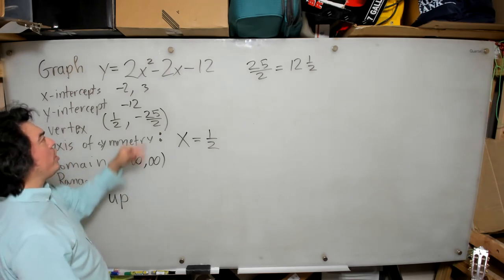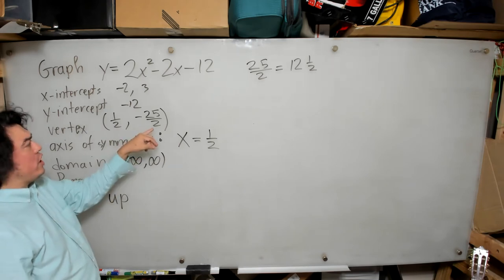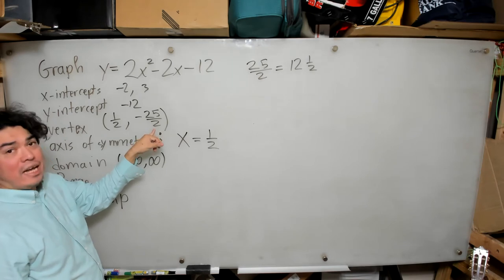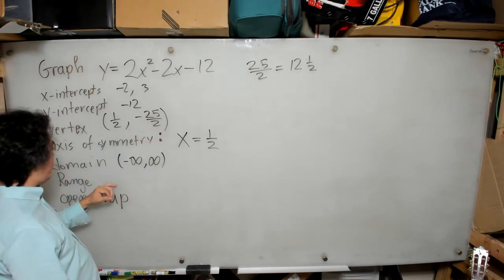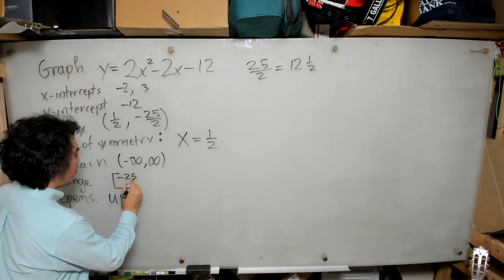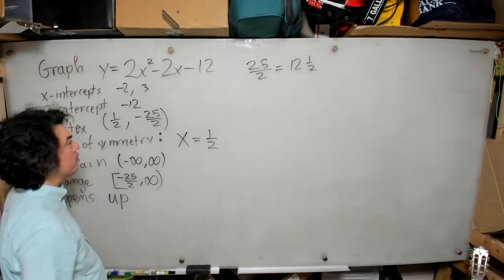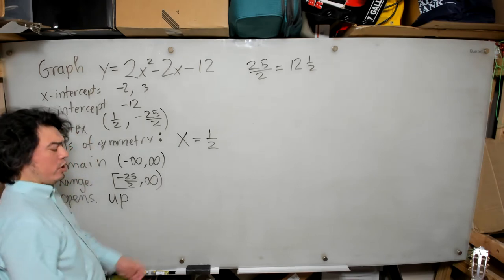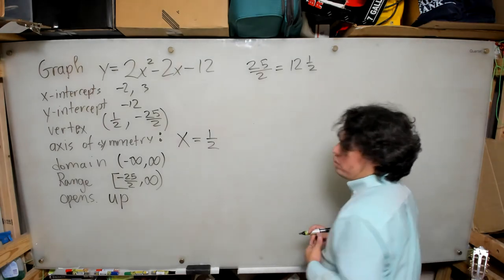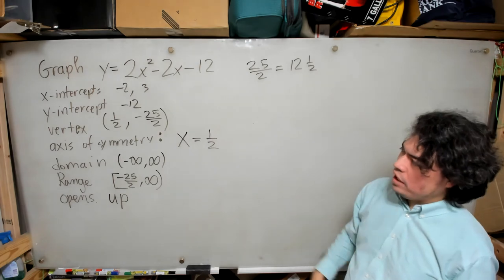Now here, we agreed already that this quadratic opens up, so this vertex y value will represent the minimum achieved by the quadratic, and we can see that it actually is achieved by the quadratic, so we can see that our range is going to be from negative 25 over 2 all the way to infinity. Okay, that's great. So now we have all the points necessary for us to graph this quadratic, okay? The x-intercepts are negative 2 and 3. Our y-intercept is negative 12.